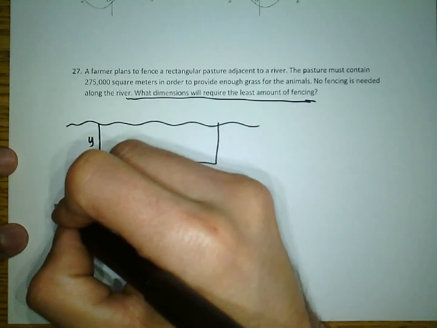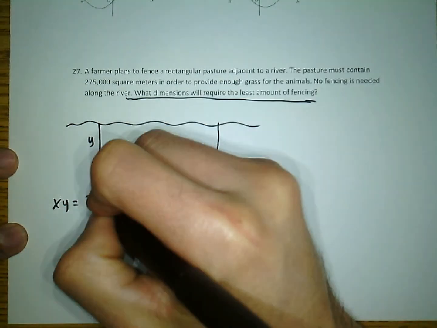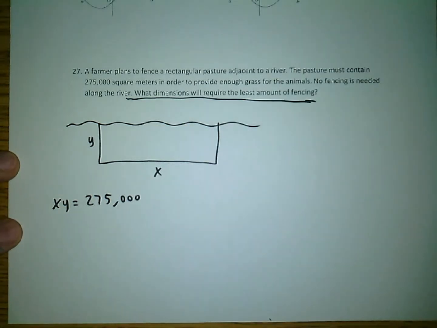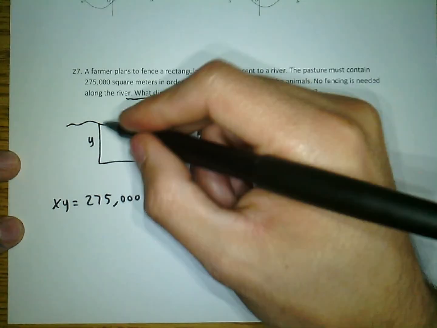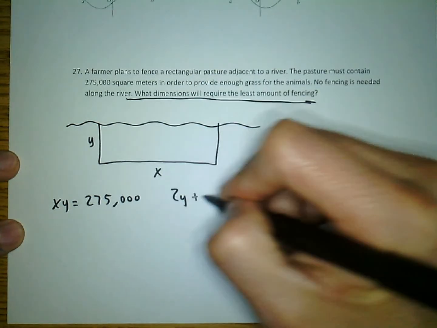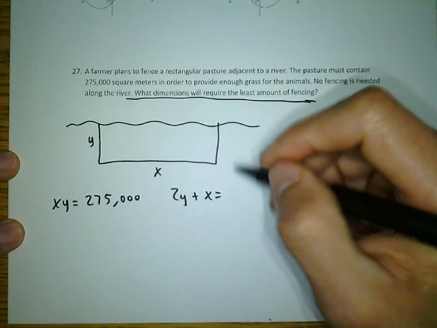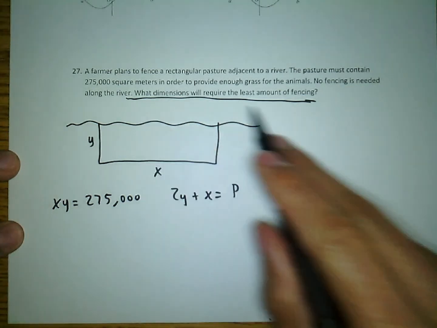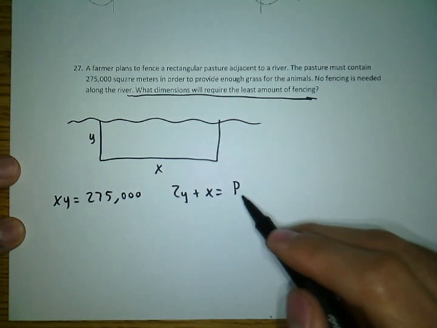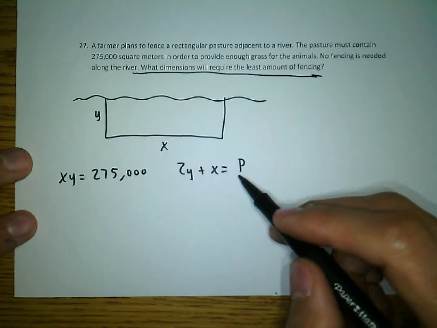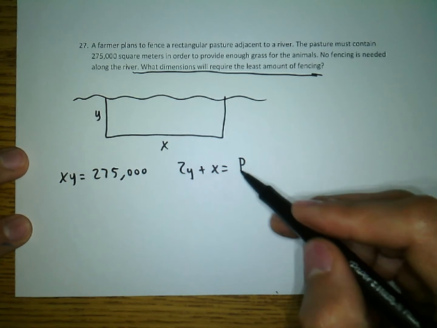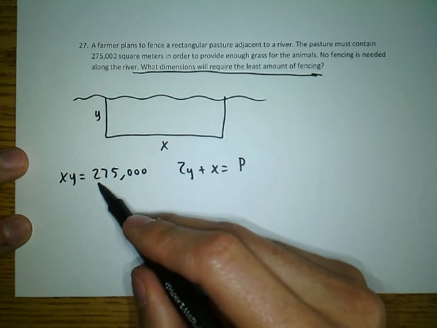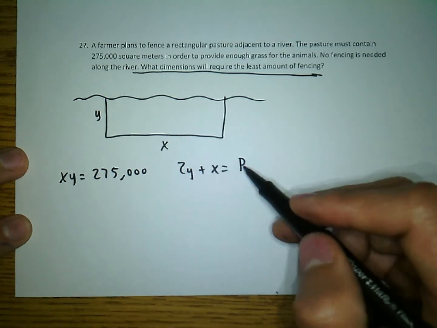So here's what I know. I know that x times y has to give you 275,000. That's the area. But I also know that, as far as figuring out the fencing, 2y plus x would give you your perimeter. Which, by the way, is what I want to minimize. So here's what I'm going to do. If I want to minimize this, I need to get this statement in terms of one variable. So I'm going to solve for one variable, take the derivative and see where it takes me.